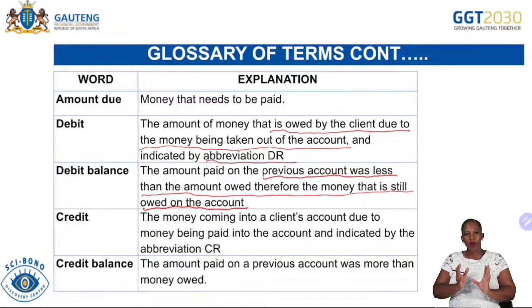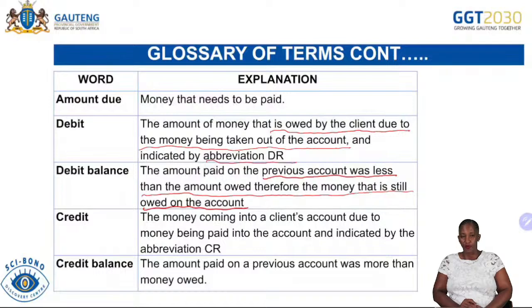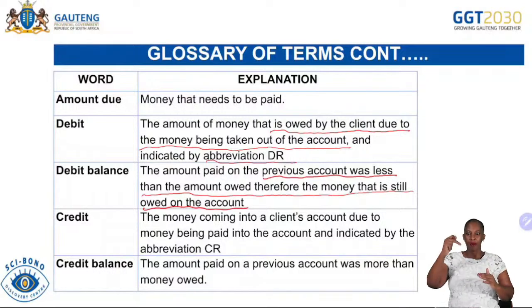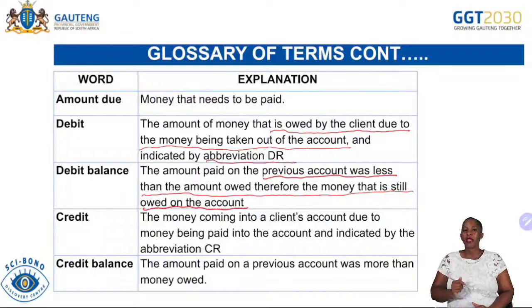You answer based on the context when you are asked to define this terminology, because you look at the context and then you'll be able to tell. When you look at the financial statement given to you, is it the money coming in? If you see that it's the money coming in, then you know it is the credit. And then the credit balance is the amount paid on the previous account that was more than money owed.